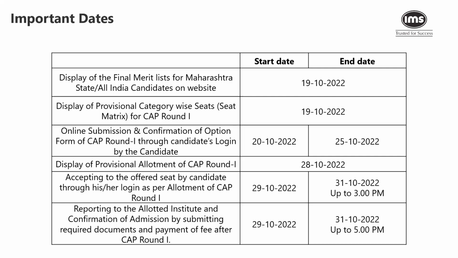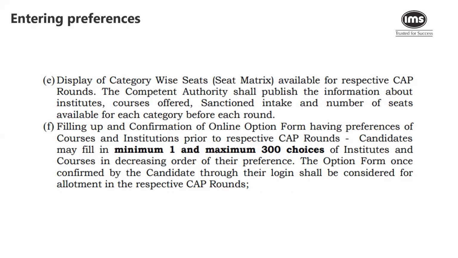Now let's talk about the strategy part of it. So when we talk about entering preferences of colleges, what you need to keep in mind is that the first preference that you put is going to be the most important one, because if you put a wrong preference here and let's say you get allotted this particular preference, you have to confirm your seat. You will not be able to participate in getting a better seat or subsequent rounds. So please understand the process very well and then only put your preferences.